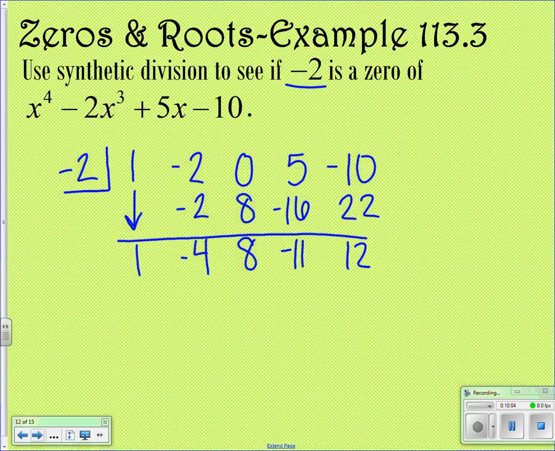Now it said, use synthetic division to see if it's a zero. It is a zero if the remainder is 0. Well, our remainder is 12. 12 is obviously not 0. So, is this a zero? No, because we did not get 0 for our remainder. So that's how you do those.